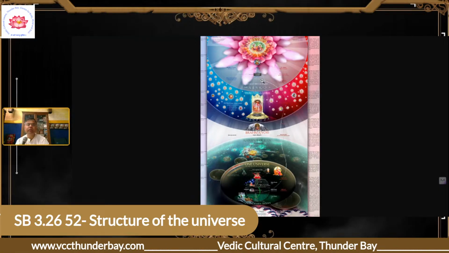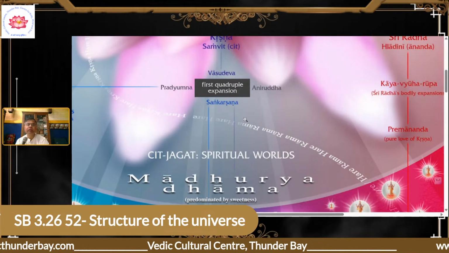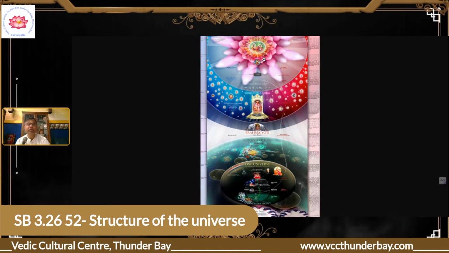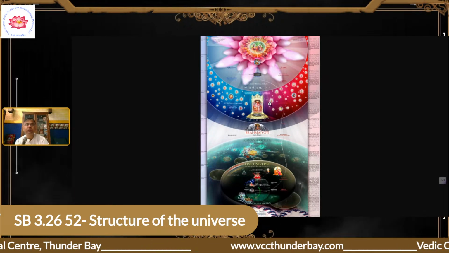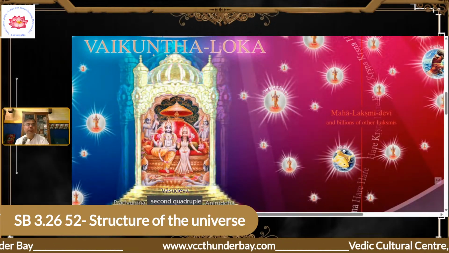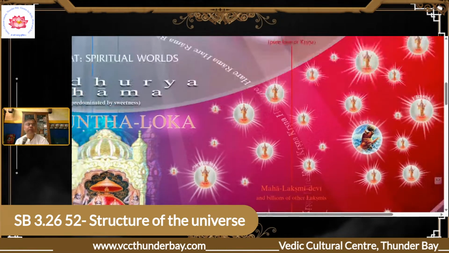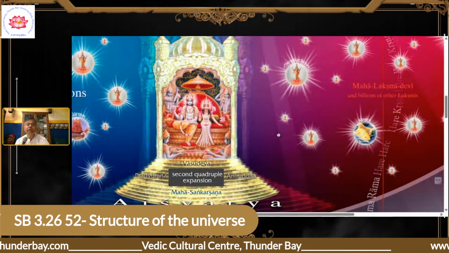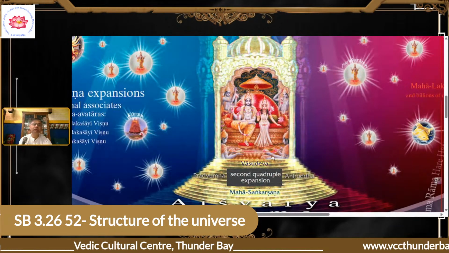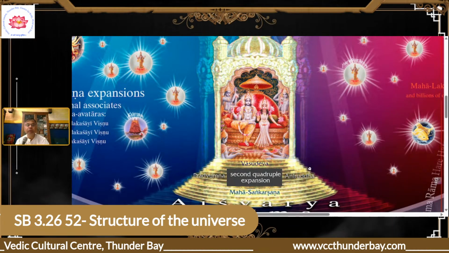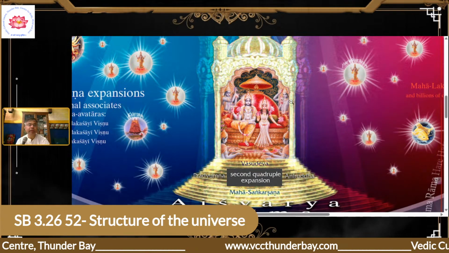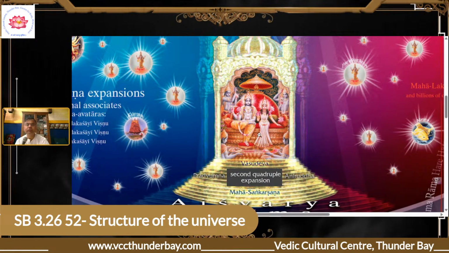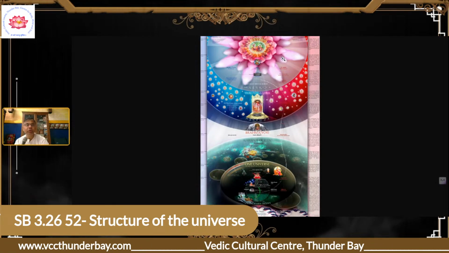This is Madhurya Loka, Madhurya Dham here, where Lord Krishna and his expansions reside. And then here is the Vaikuntha Loka, where all the Matsya Avatar, Kurma Avatar, Varaha Avatar, Narsimha Avatar, Mahalakshmi Devi, and billions of other Lakshmis, and Vasudev, Pradyumna, Aniruddha, Sankarshan. These are second expansions of Krishna. They are lying here. This is called Vaikuntha Loka. You see that? So this is the spiritual world.